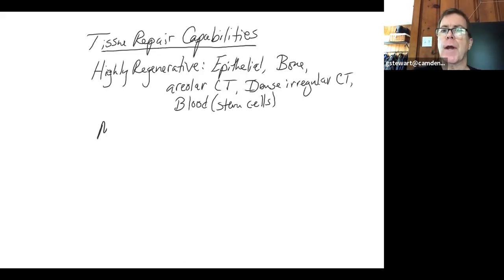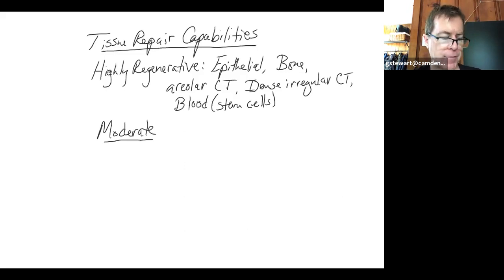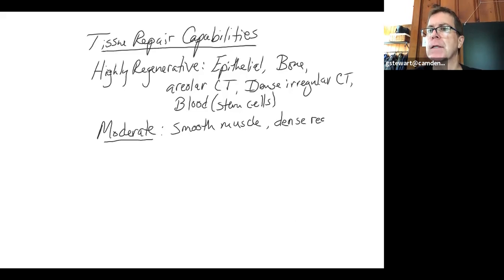Next category, not quite as regenerative as the ones I listed in highly regenerative, but they still have moderate regenerative capabilities. That would be smooth muscle that we find lining our organs and vessel walls, tendons, and some ligaments, more tendons than ligaments. So I'm just going to write dense regular CT.